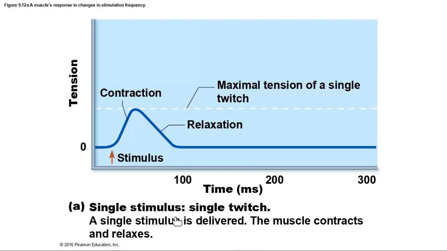All right, here again is a single twitch. Okay, we have our stimulus. Now, when we say stimulus, we're talking about the motor neuron stimulating the muscle cell. Right? And again, we're going to see this little latent period here, and then our period of contraction, up to the point where tension does exceed load. Once that happens, we will go through the relaxation phase.